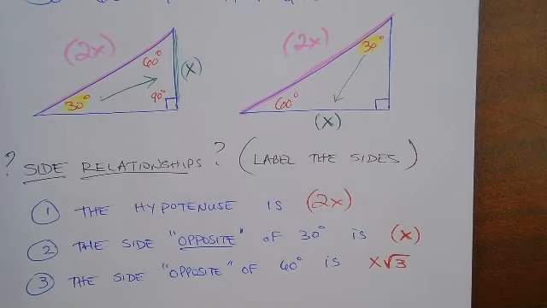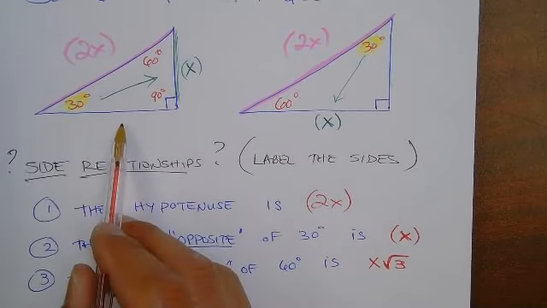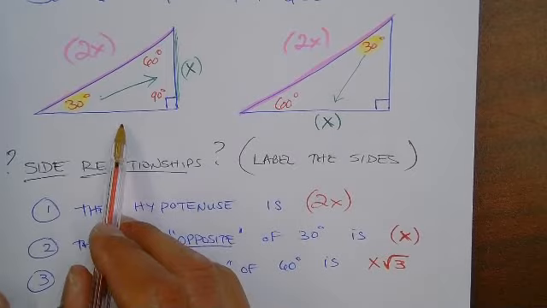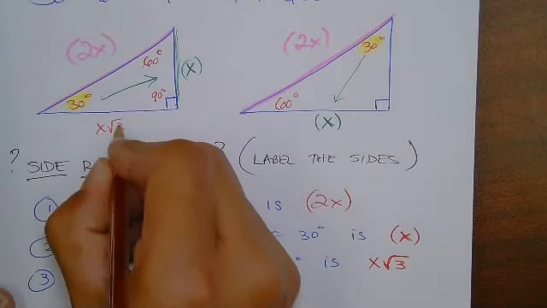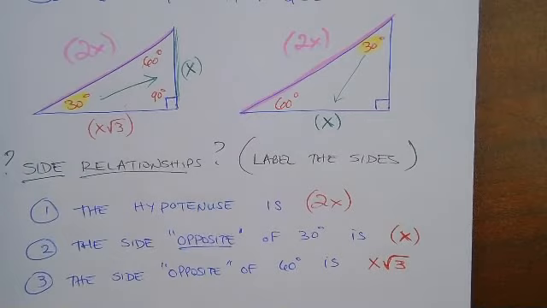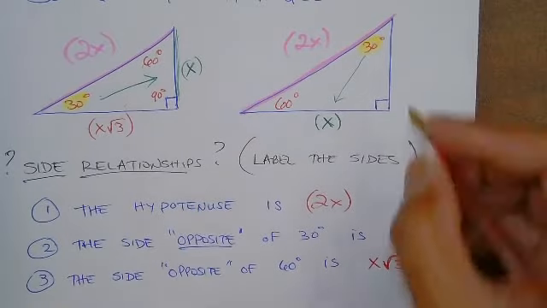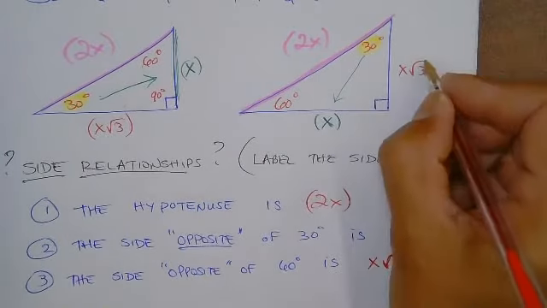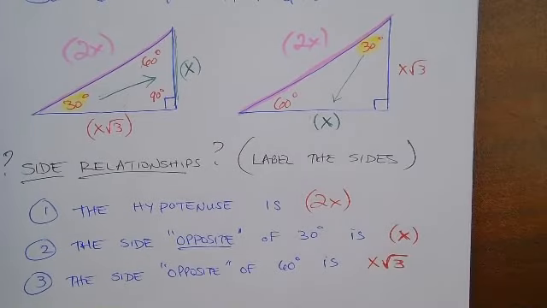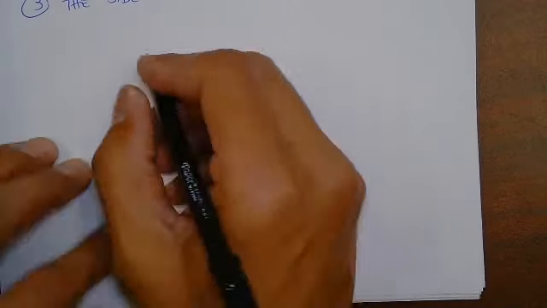We are done. Well, not really. We're done labeling the 3 sides. What is this one going to be? Right, the last one, it's opposite of 60. Yeah, X root 3. You see, this one's trickier. It's not as simple as the 45, 45, 90. X root 3. We're just labeling the triangle, yes? A 30, 60, 90.